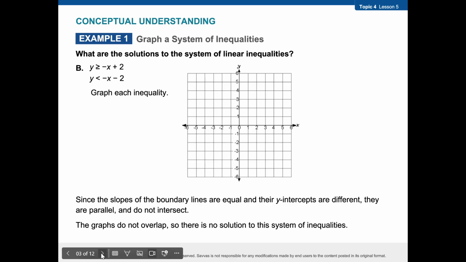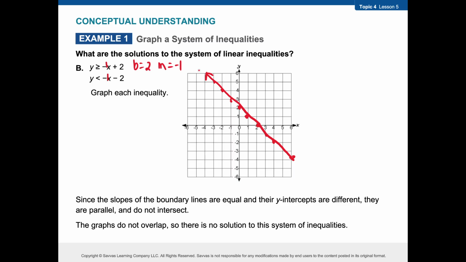Letter B. Be careful here. I notice both of them have the exact same slope, but they have different y-intercepts. This one starts at 2, but it goes down 1 to the right. This one has an equal sign, so it is a solid line. My y-intercept was 2 and my slope was negative. It is solid, and since it's greater than, it would be shaded above the line.